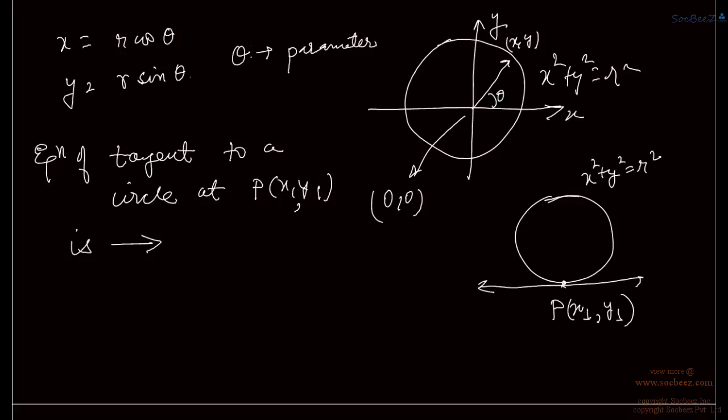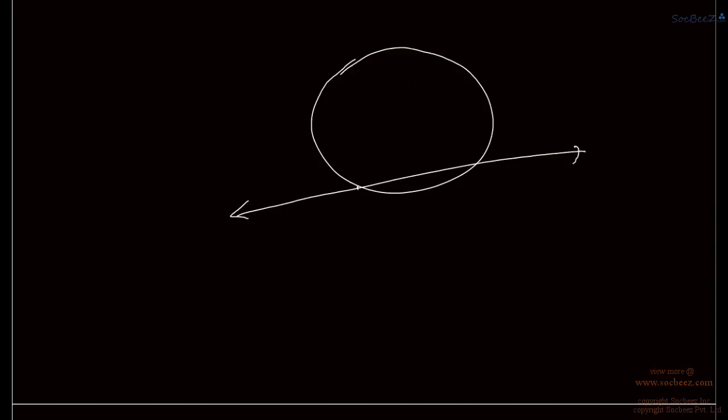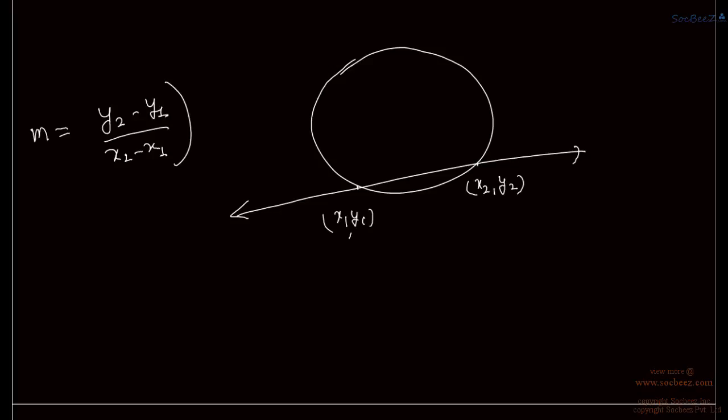So suppose, let us take this circle and take 2 points. Say this point is (x1, y1) and this point is (x2, y2). Okay, so what is the slope of this line? The slope is (y2 − y1) upon (x2 − x1), right?